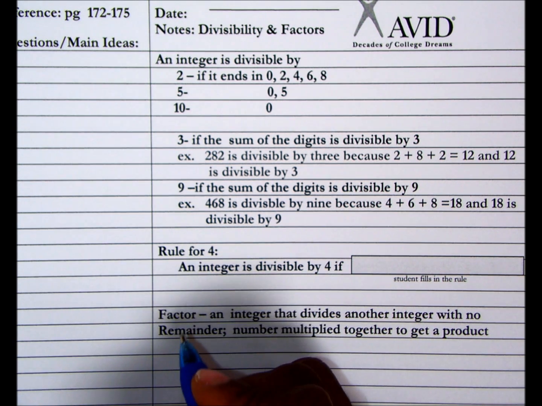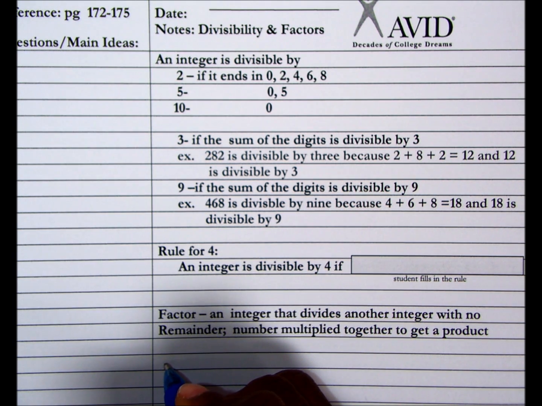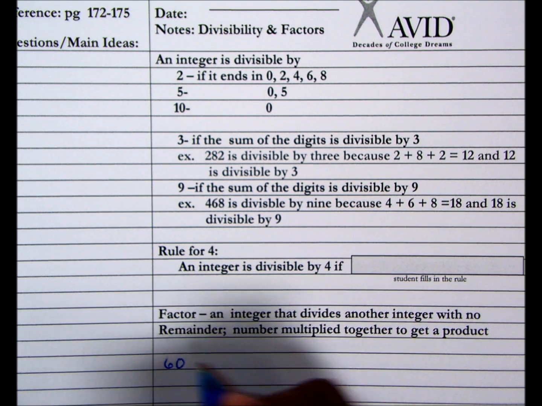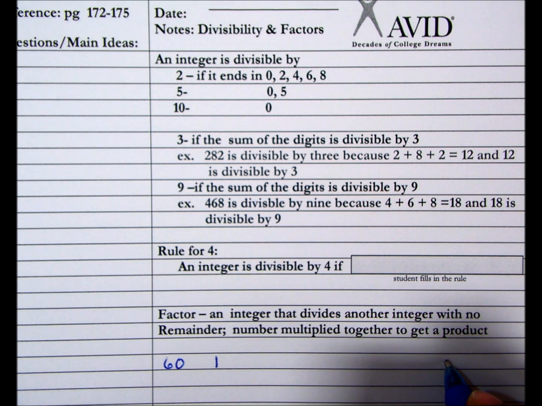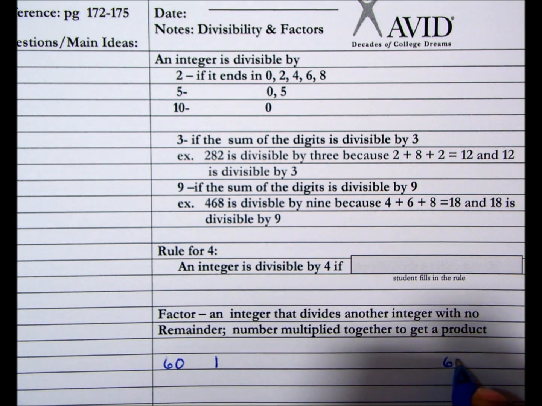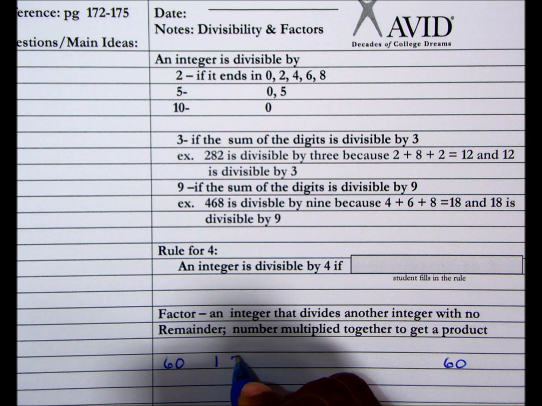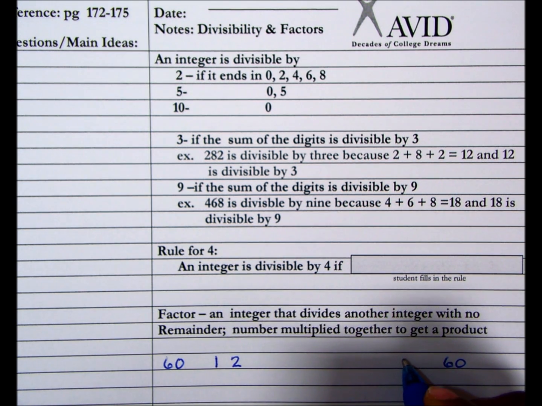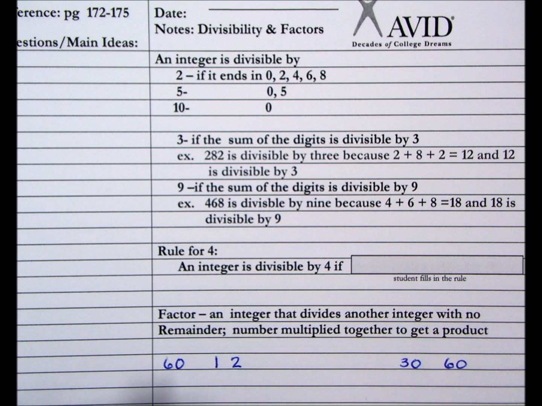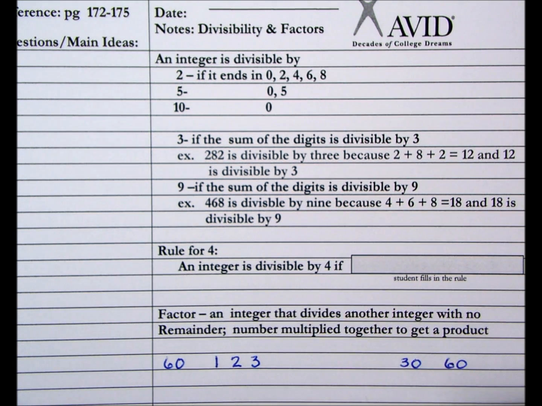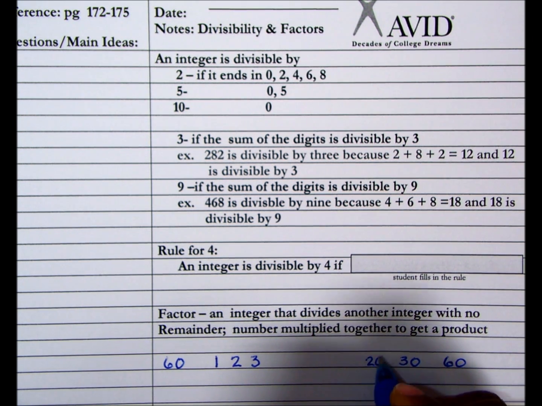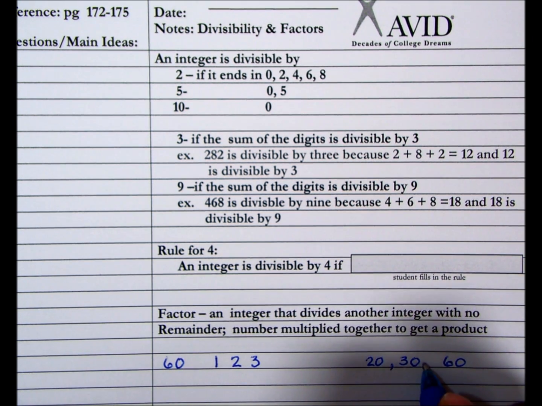If I'm looking for all the factors of, say, 60, well, we know that every number has a factor of 1 and itself. So that's the way I start. Then I think, okay, this one's divisible by 2, and 2 times 30 would make that. And it's divisible by 3 because 6 plus 0 is 6, and 6 is divisible by 3. So 3 would go in there, and it would go 20 times. So 20 is a factor.